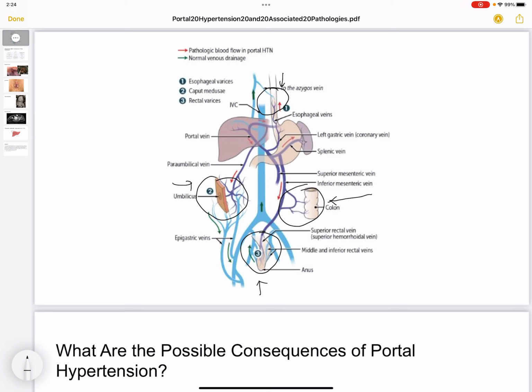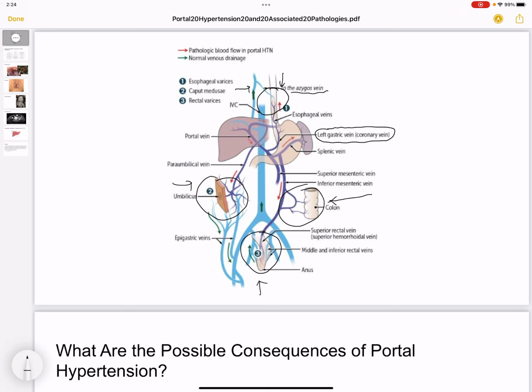Now, in the first region, which is in the distal esophagus, our systemic circulation contains the azygos vein, and our portal system is going to contain the left gastric vein. And in portal hypertension, blood is going to flow from the left gastric vein to the azygos vein, and this is going to result in esophageal varices.